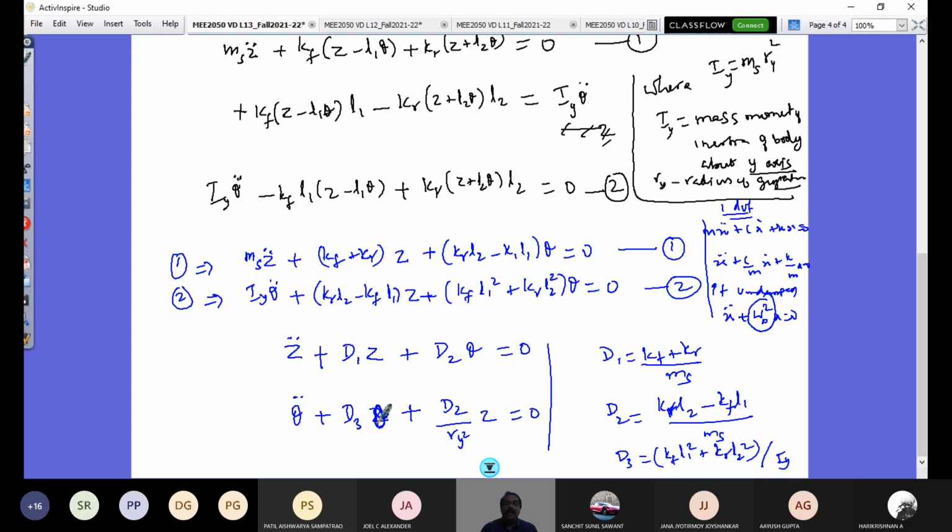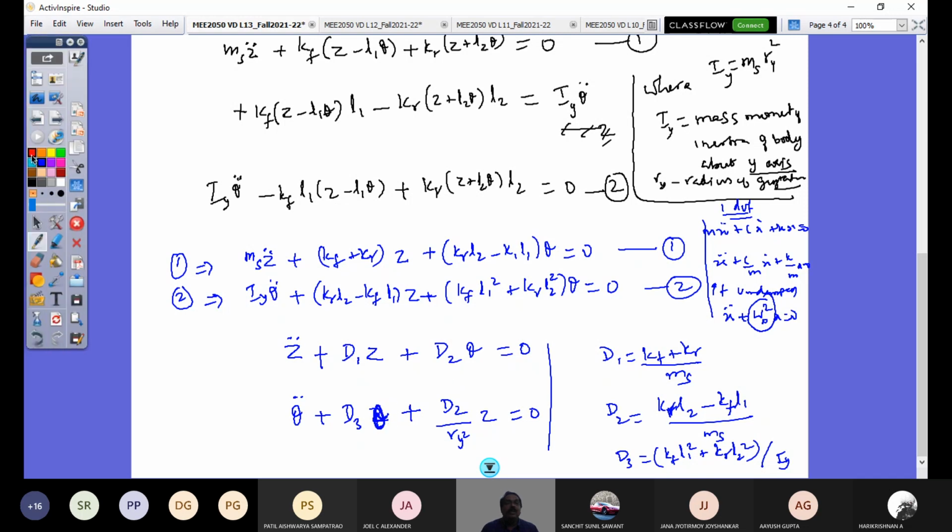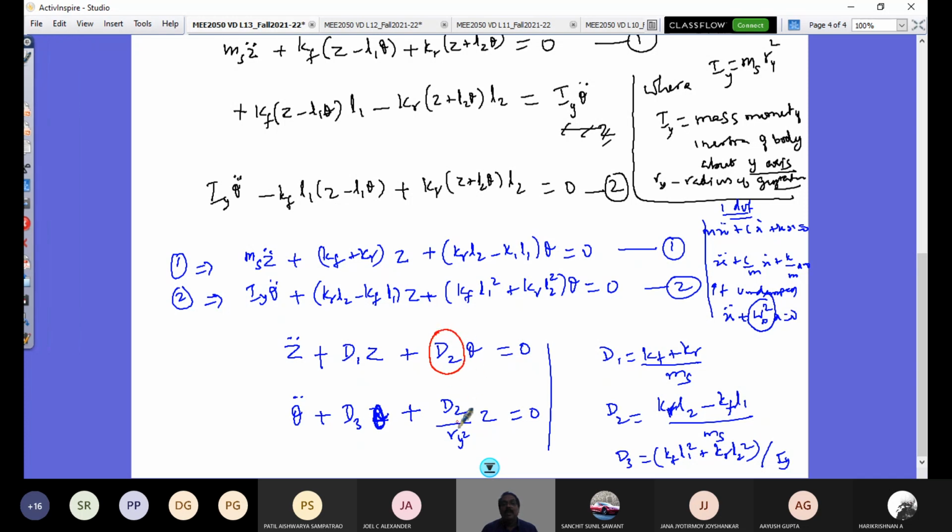If you look at this, interesting it is, right? Look at this D2 coefficient that's present here and D2 present here. If this D2 happens to be 0, what will happen? This term goes off and I'll have z double dot plus D1 z equal to 0, which is similar to the single degree of freedom equation. So D1 is going to be my bounce natural frequency.